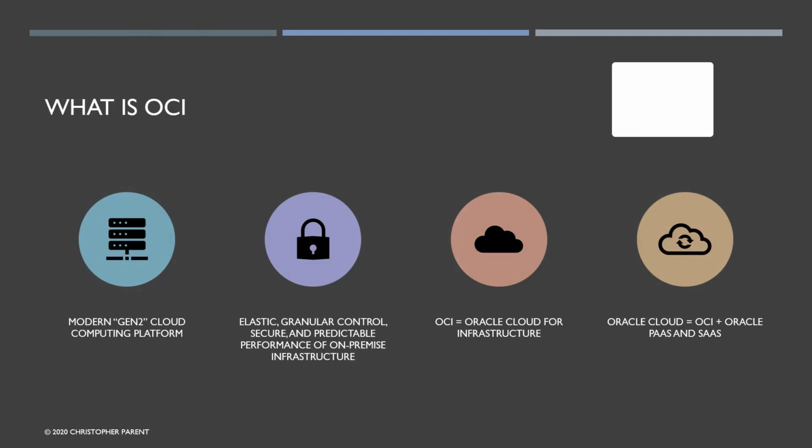OCI is Oracle's second generation cloud computing platform. Their first gen cloud platform was known as Oracle Public Cloud. Now it's known as OCI Classic in order to distinguish it from the Generation 2 version.